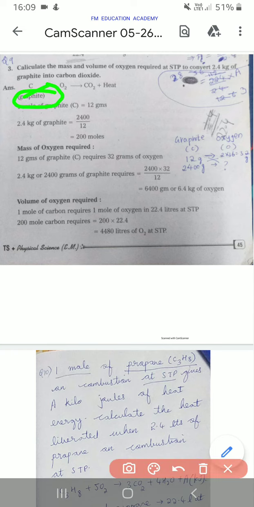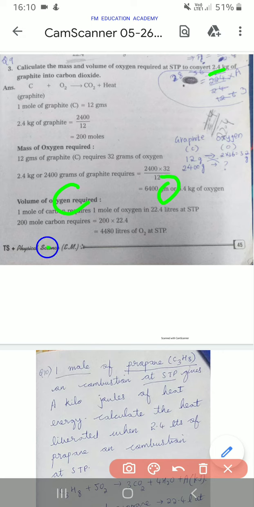It is written here, right? But it is written in an answer. So, the mass and volume of oxygen you have to find out, at STP. Convert 2.4 kg of graphite into carbon dioxide. So, carbon and oxygen are asked.